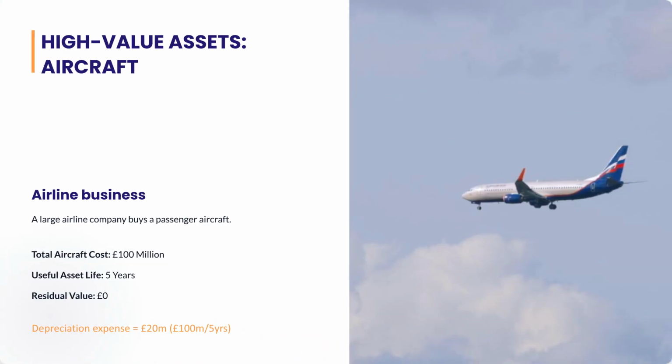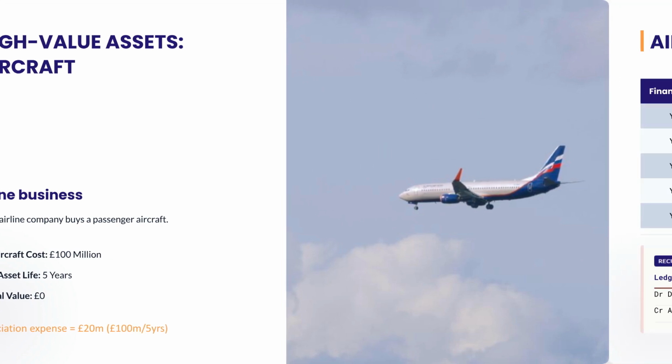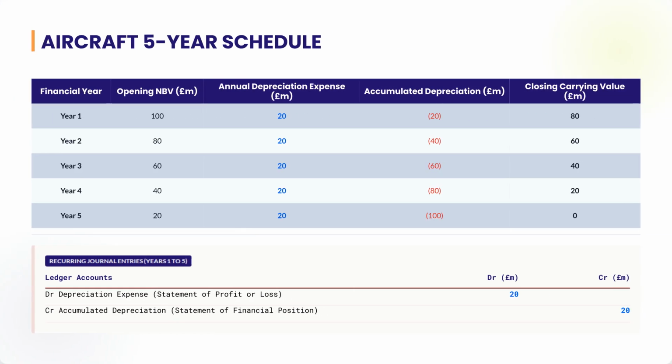Finally, for high-value assets like aircraft, depreciation is a massive factor. Here, a £100 million aircraft with a 5-year life results in a £20 million annual depreciation expense. This schedule details the 5-year depreciation process for our aircraft. It tracks the opening net book value, the constant $20 million annual expense, the growing accumulated depreciation, and the remaining carrying value, which reduces to zero by the end of 5 years.